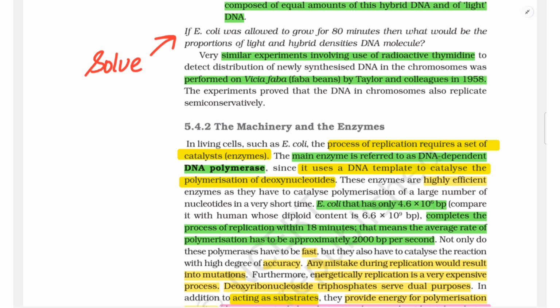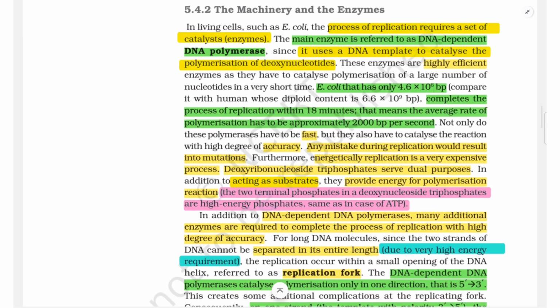density DNA molecules? Very similar experiments involving use of radioactive thymidine to detect the distribution of newly synthesized DNA in the chromosome were performed on Vicia faba beans by Taylor and colleagues in 1958. The experiments proved that the DNA in chromosomes also replicates semi-conservatively.